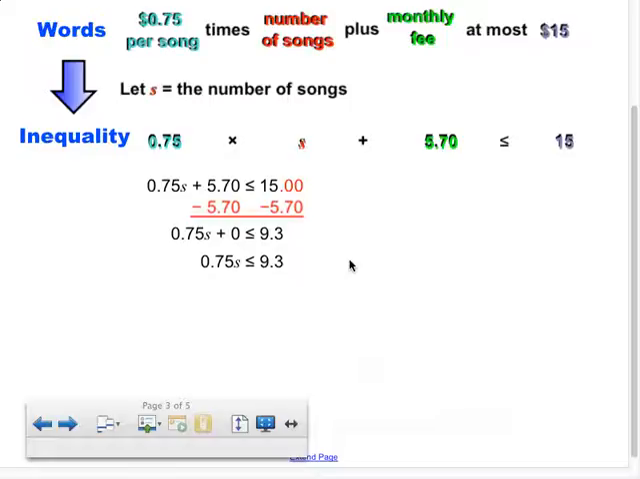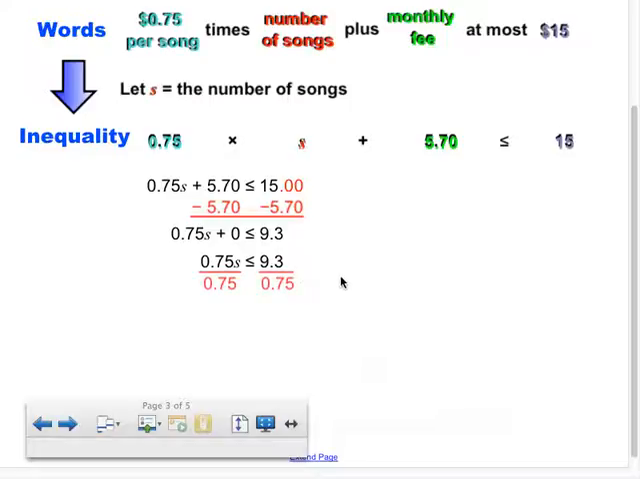Now, how am I going to figure out how many songs I can download? How do I isolate S? Nemo, how am I going to isolate my S? That's S right there. So we're going to divide. What are we going to divide by?